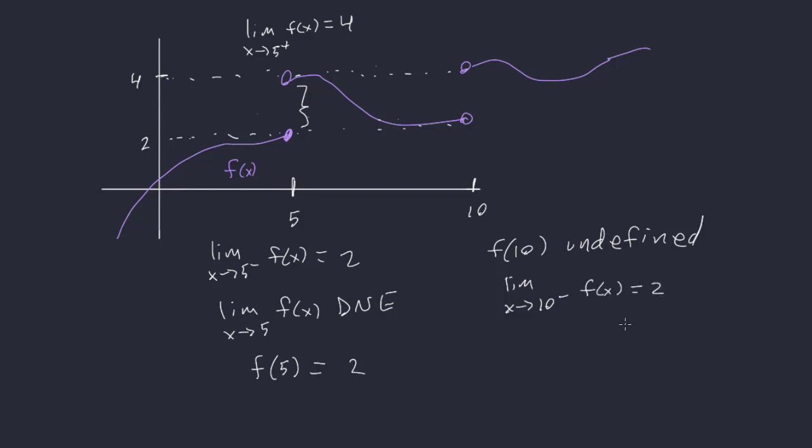And the limit as x goes to 10 from the right of f of x is 4. Okay, but this is sort of the difference. If there's a closed dot on one of the ends of the jump, f of that value will be defined. Like in this case, f of 5 is defined as 2. Otherwise, it will be undefined.